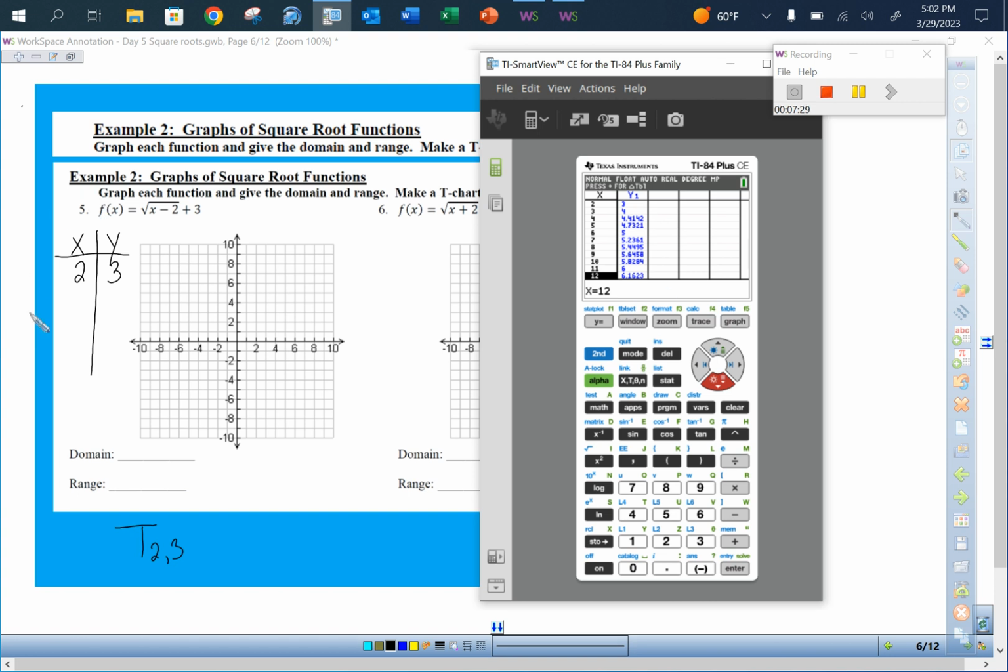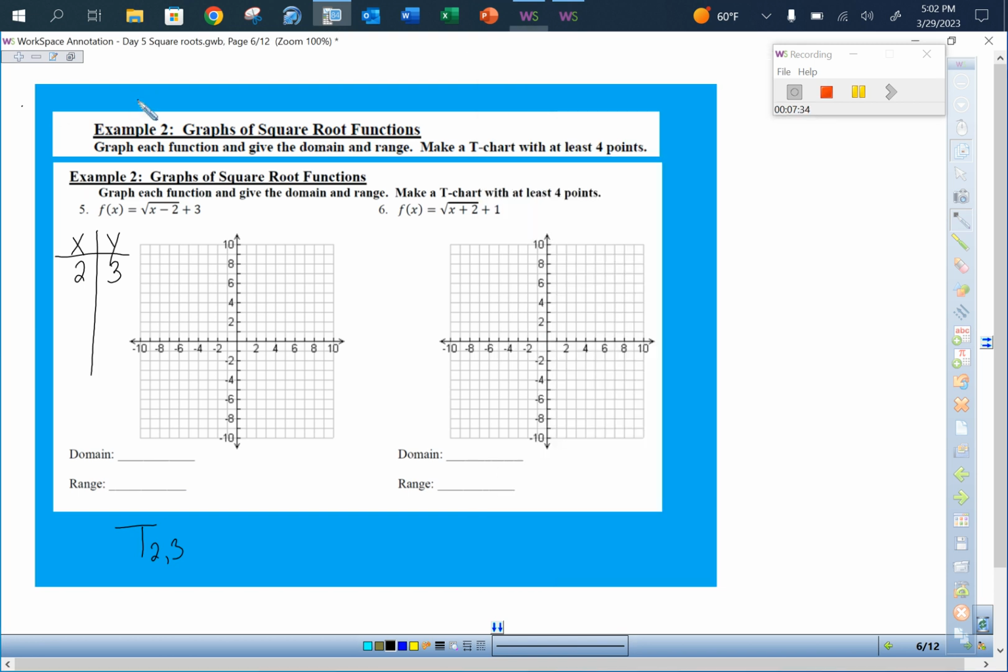Now, show me this chart. Show me that you got, from your calculator, 2, 3, 3, 4, 6, 5, and 11, 6. Now remember, this is where it starts. So I'm going to have a dot on 2, 3. That's where it starts. And then I'm going to plot 3, 4, 6, 5, 11, 6. I'm off the grid a little bit. That's okay. And I'm still going to label this point for you, 2, 3.